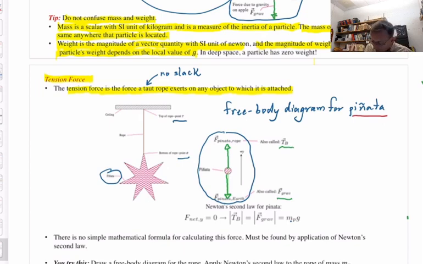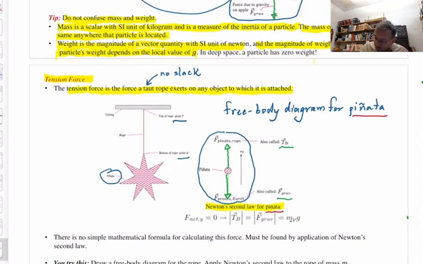Now I'm going to apply Newton's second law for the piñata. Got to be clear what you're applying it to. Now this piñata, we're assuming, is just hanging at rest. It is not moving at all. So its velocity is 0 and its velocity is constant. And since the velocity is constant, the acceleration must be 0. And Newton's second law tells me that if the acceleration equals 0, then the net force must equal 0.